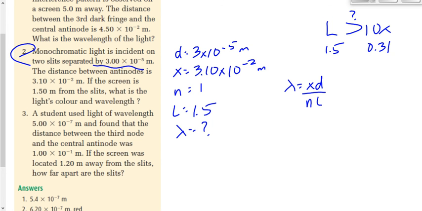Is 1.5 greater than 0.31? It is. So this is okay. So let's just do our math then. Oh, is that okay? Yeah. Is there a problem with n?